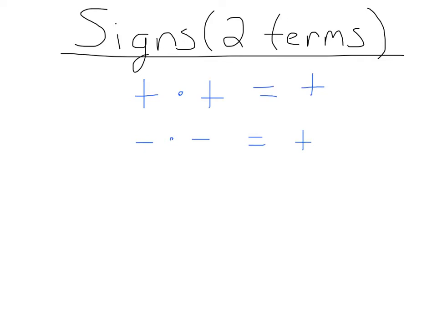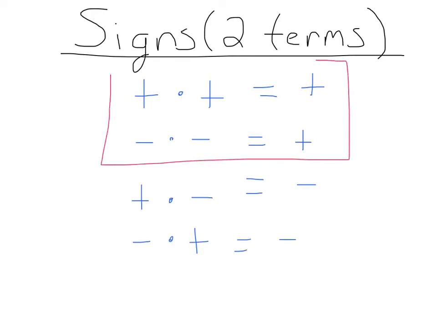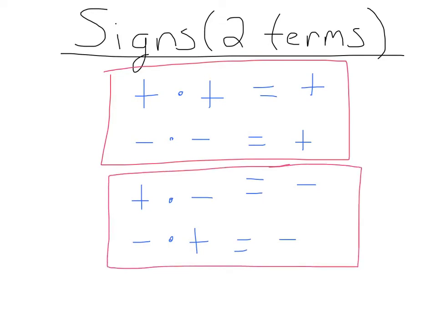We can also multiply together items that have different signs. Our two options here are going to be a positive times a negative, or a negative times a positive. In both of these cases, our answer is going to be negative. So whenever we multiply together two items that have the same sign, whether they're both positive or both negative, our answer is going to be positive. If we multiply together two terms that have different signs, our answer is going to be negative.